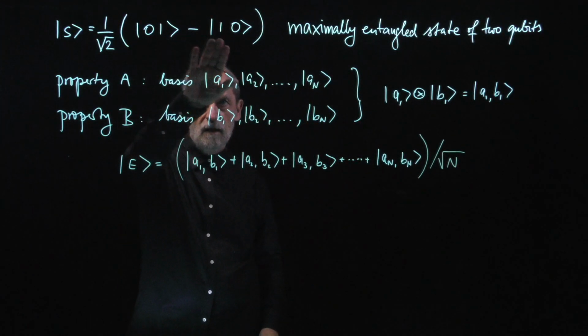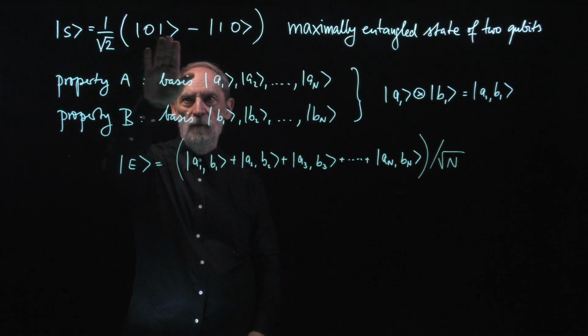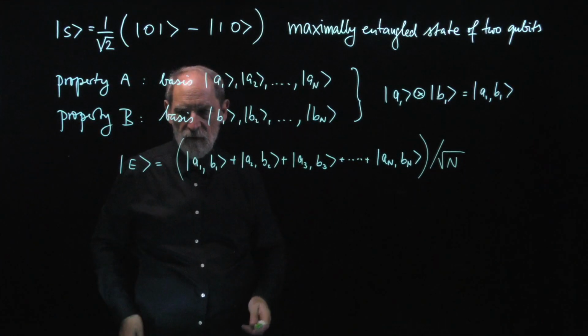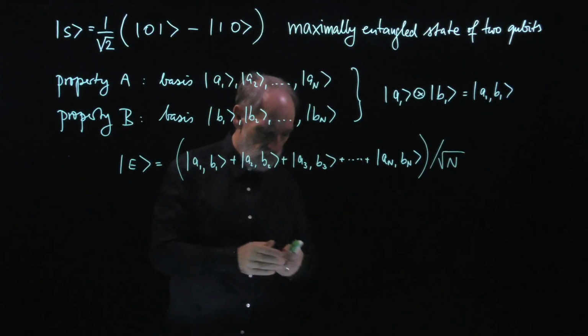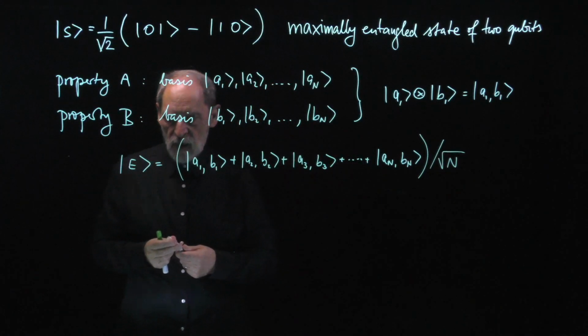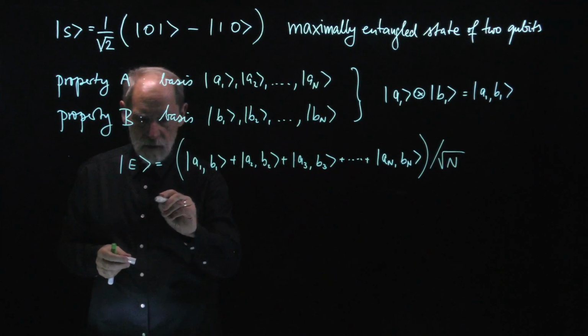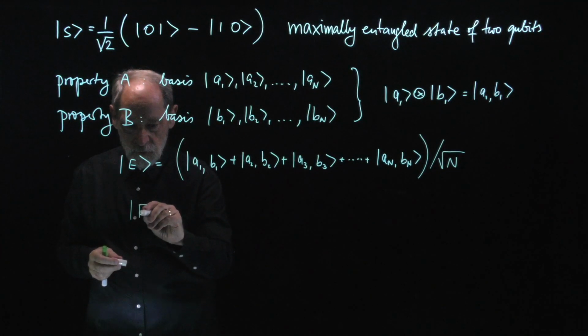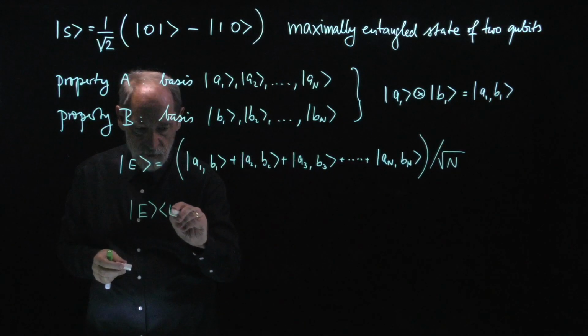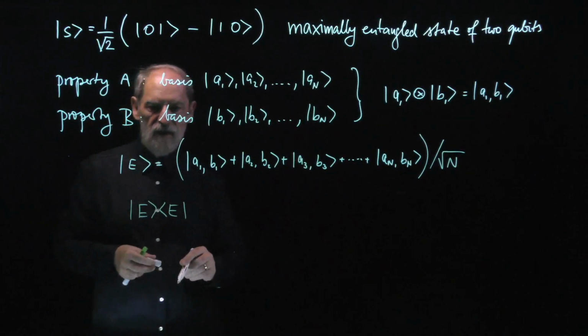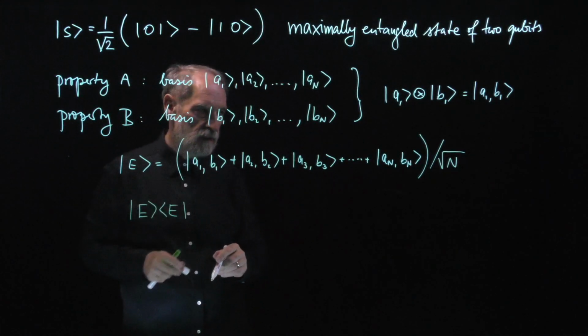Now, just like here, I said that the individual qubits no longer have properties of their own. The same is true for this entangled state. And let me just look at the projector that we have from there. So this is now the statistical operator that goes with this ket.